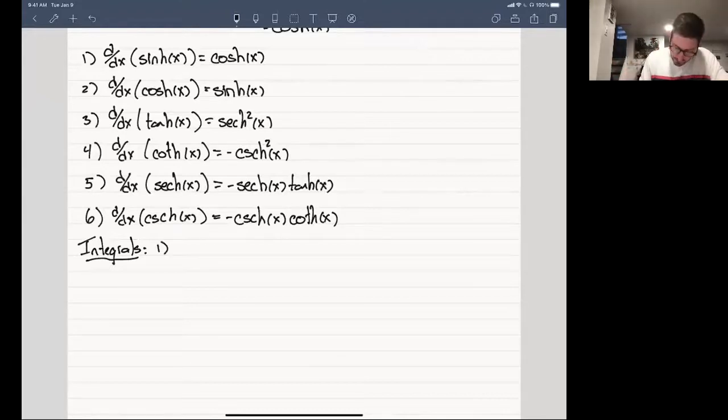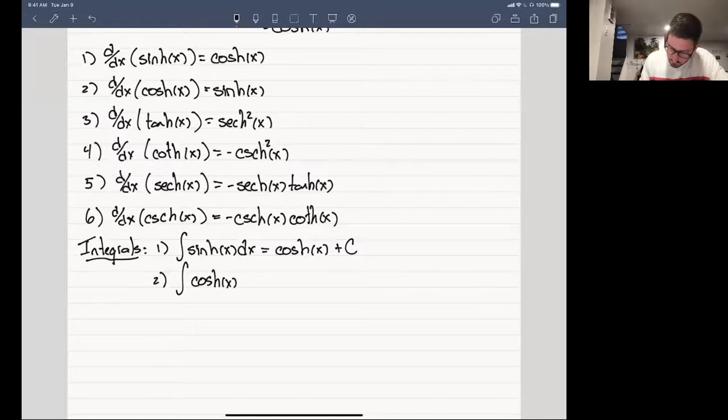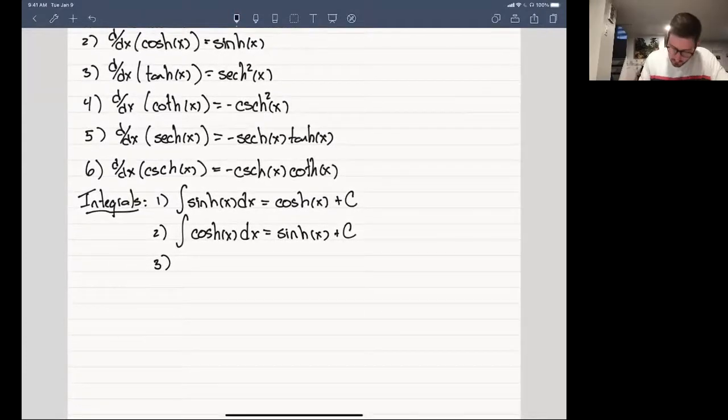So the first one is if you ask for the antiderivative of sinh of x, this is given by cosh of x. And that comes from the fact that cosh of x differentiates into sinh. Similarly, if I ask you for the antiderivative of cosh of x, this is equal to sinh of x, no negatives, so be careful. And we can do this for all of them. So similarly, if you have sech squared of x dx, this is tanh of x.